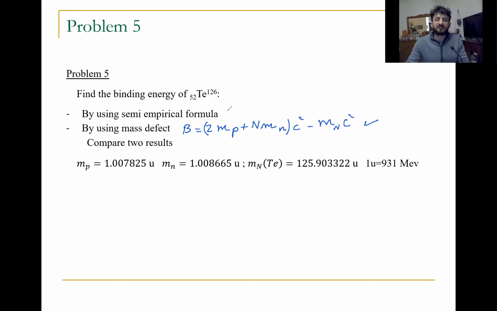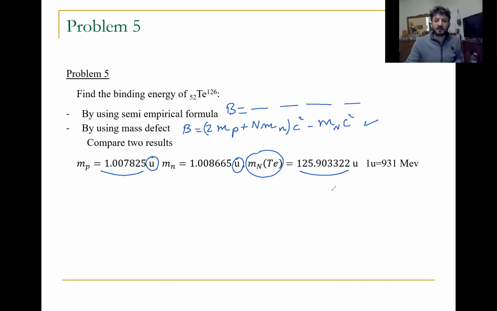Or you can find the binding energy by using the semi-empirical formula: the volume term, surface, symmetric, and so on, and a pairing term. Anyway, I give you the mass of one proton in atomic mass unit, the mass of one neutron in atomic mass unit, and the mass of the nucleus of Te.